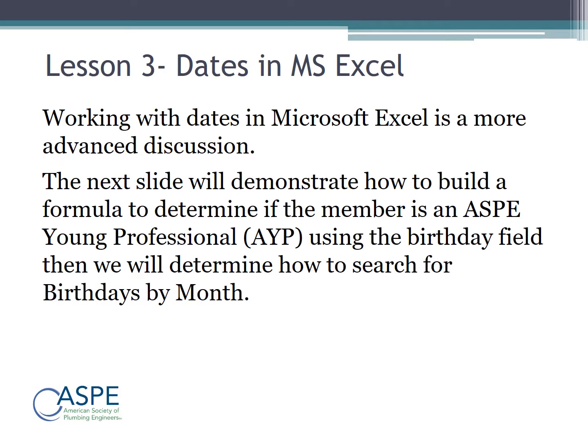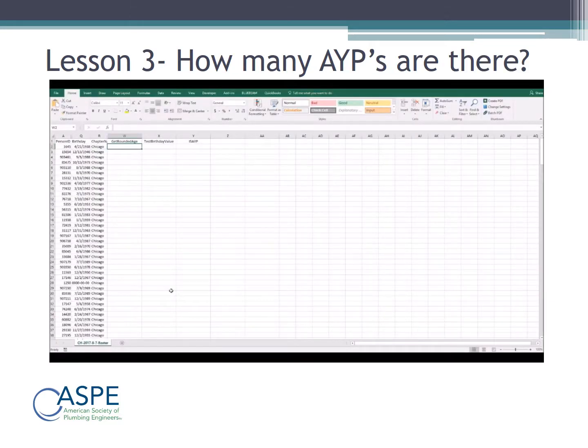Working with dates in Microsoft Excel is a more advanced discussion. In the next slide, we will demonstrate how to build a formula to determine if a member is the ASPE Young Professional using the birthday field. Then we'll determine how to search for birthdays by month. I'm using the Chicago roster to demonstrate how we determine if a member falls into the AYP category. The best way to do this is to break the formulas down into manageable size formulas. So I created get rounded age, test birthday value, and is AYP.